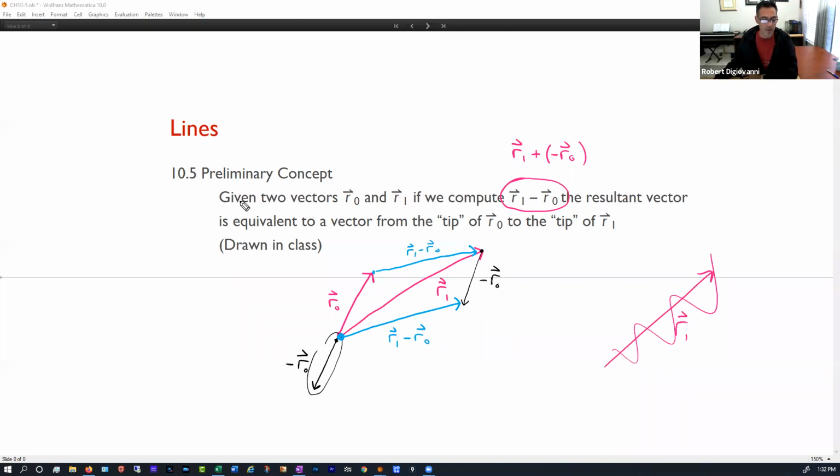So let me read through this again. Given two vectors, R0 and R1, if we compute this new vector, the resultant vector is equivalent to the vector from the tip of R0. So do you see how this vector goes from the tip of R0 to the tip of R1? Okay, just remember that. I need you to understand that before I can show you the next thing. I'll give you one more kind of picture.